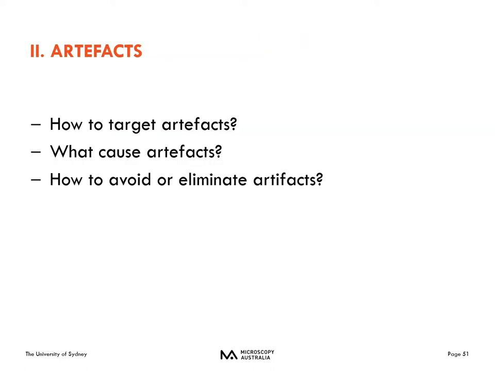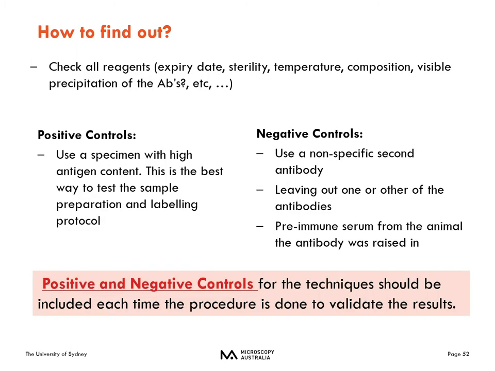The second part, we talk about artifacts. First, how to detect artifacts in your imaging, what causes these artifacts, and how to avoid or eliminate them. How to find out about artifacts? First, you'd better check all the reagents for expiry date, sterility, the temperature at which the sample is kept, and composition, or whether there is visible precipitation of the antibody.